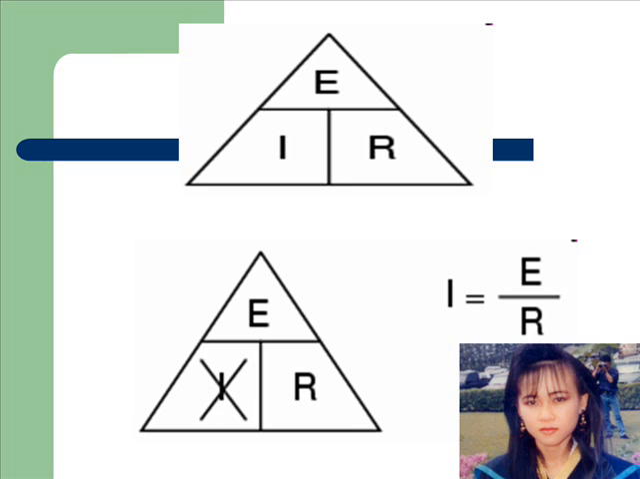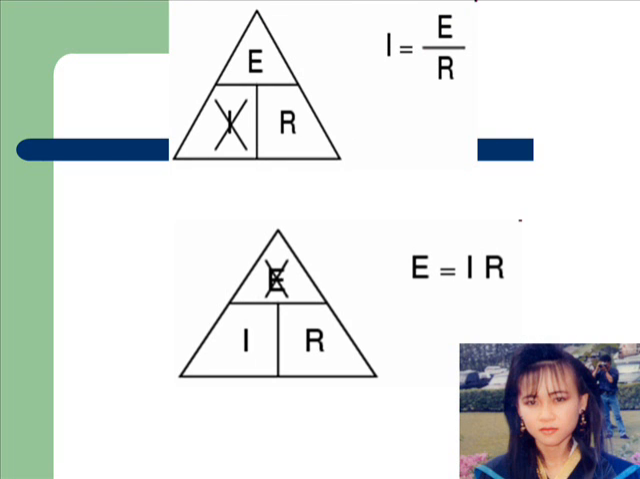Given the other two, first, arrange the letters E, I, and R in a triangle like this. If you know E and I, and wish to determine R, just eliminate R from the picture and see what's left. If you know E and R, and wish to determine I, eliminate I and see what's left. Lastly, if you know I and R, and wish to determine E, eliminate E and see what's left.